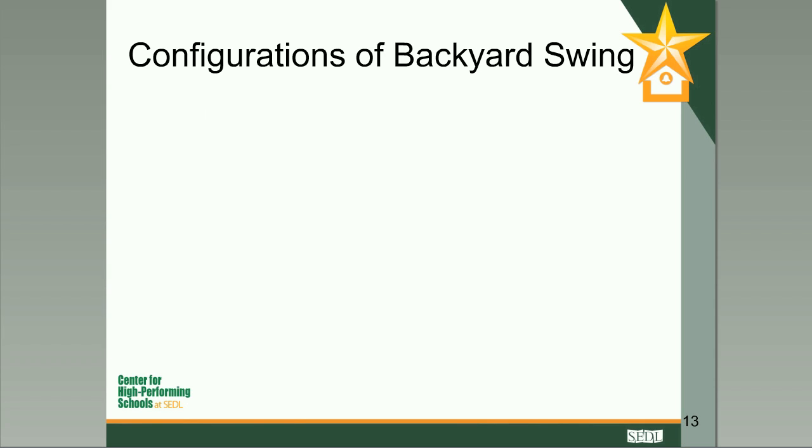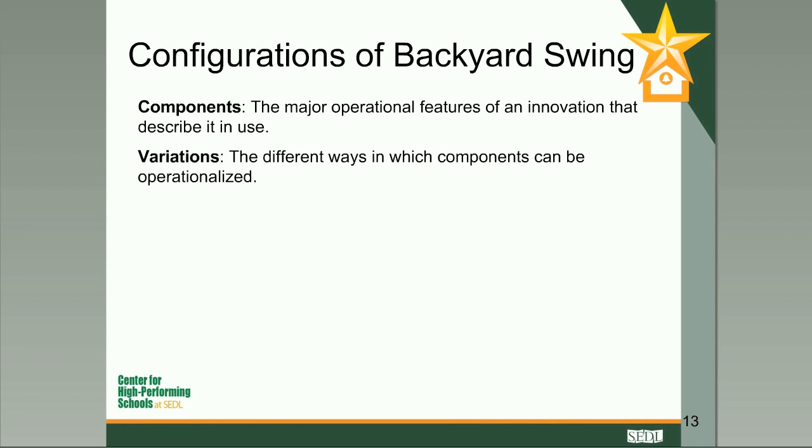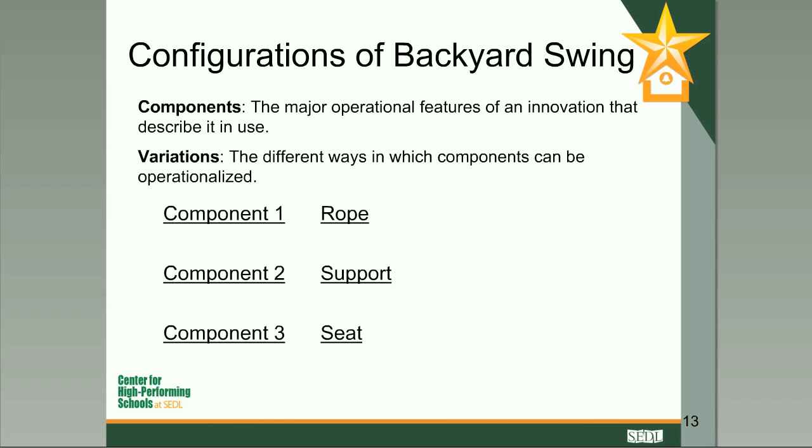That illustration helps to define the idea of components and variations we will use when you develop an innovation configuration map. Again, components are those major operational features, and variations are the different ways that they can be operationalized. From this illustration, we can see that there are 3 components: a rope, a support, and a seat. And each one of those has variations.